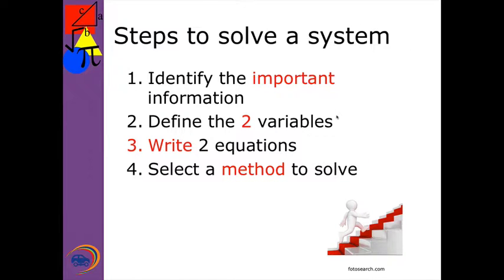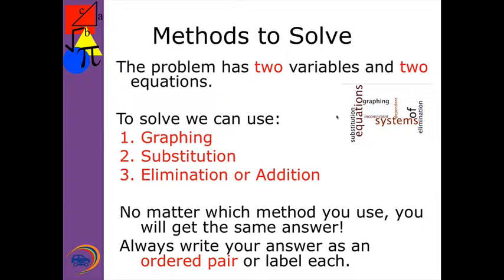So let's continue on. So the steps to solve this problem: we're going to identify the important information. We're going to define what the two variables are going to represent. In this case, Al's repairs and Bob's repairs. We're going to write two equations, and we're going to select a method to solve. In this case, the method we're going to solve is elimination. So we're on to our third or last way to solve these equations. So no matter what, remember, no matter which method you use, you'll always get the same answer. And remember to write each answer as an ordered pair, or if they work with a real-world problem, then all you need to do is label them.